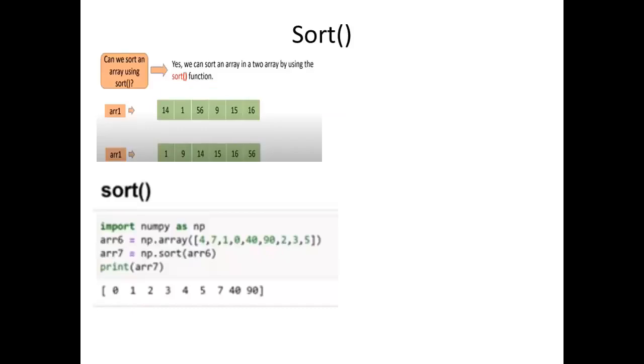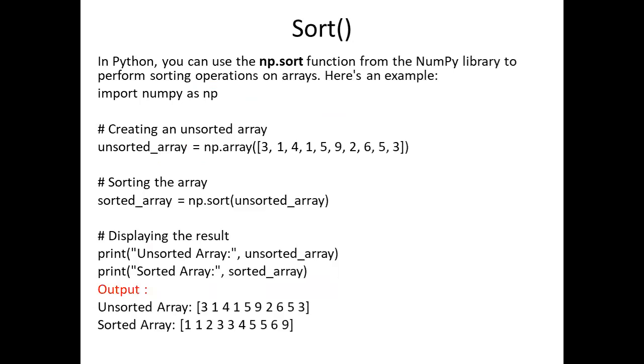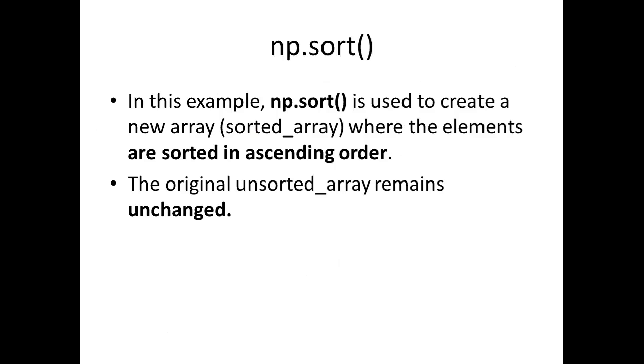Now we can sort the array using the sort function. Okay, np dot, so create the array elements and use the sort function. Then you will get the sorted numbers. So you can use the np.sort function from the NumPy library to perform the sorting operation on the array. This is the example given. Sort is used to create a new array where the elements are sorted in ascending order.